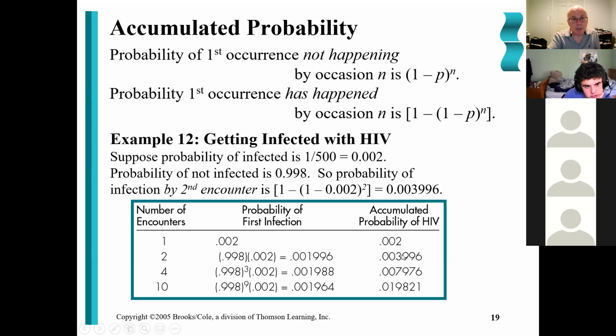So this is called accumulated probability. The idea of repeating an experiment many times and looking for the first time that an outcome occurs.